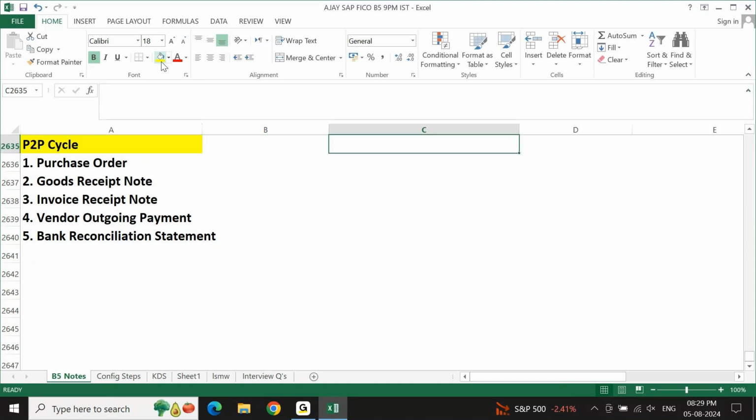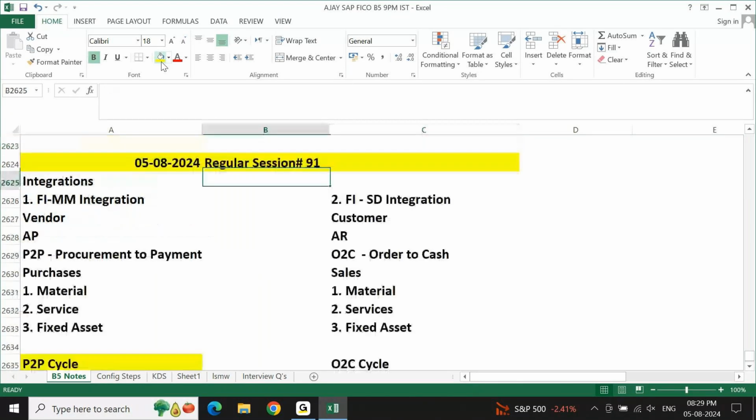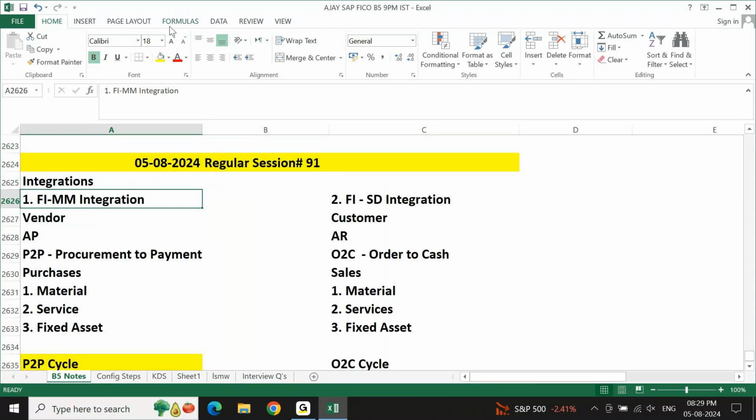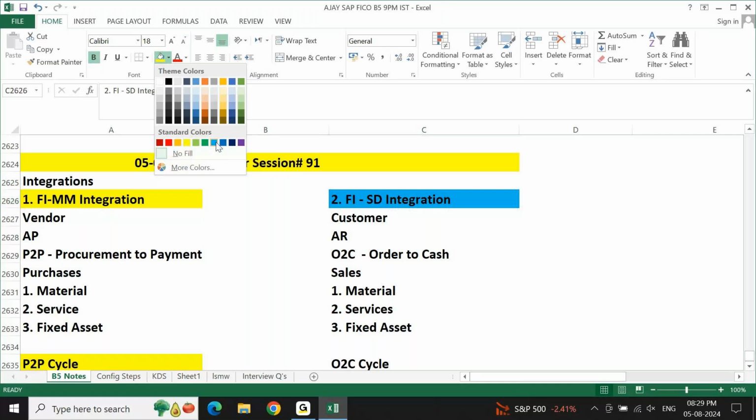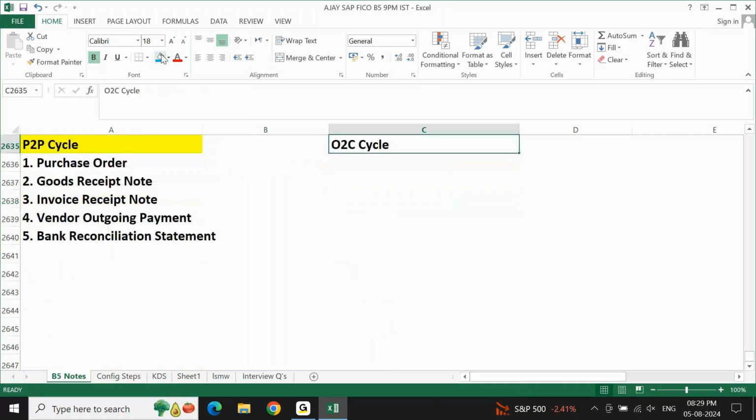Next, from the O2C cycle point of view. Which colors am I using here? Let's say this I'll put yellow, and this I'll put blue. Let me put blue color here.